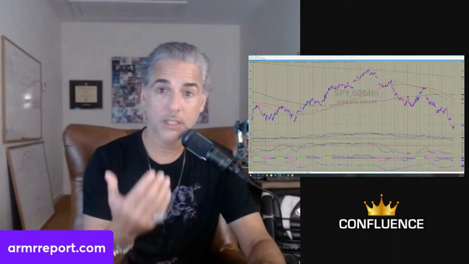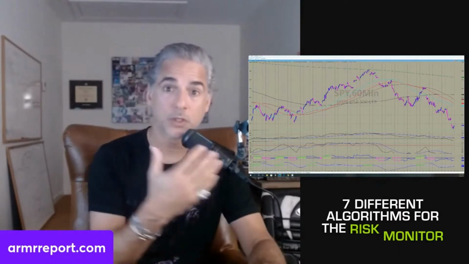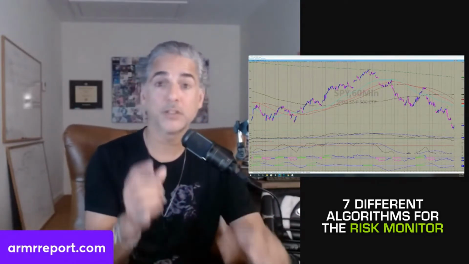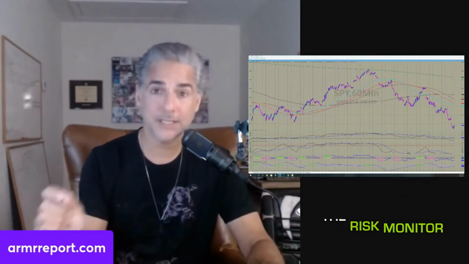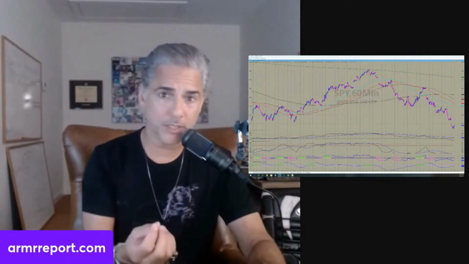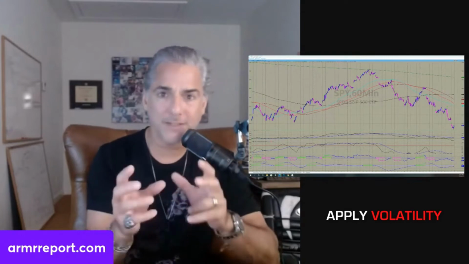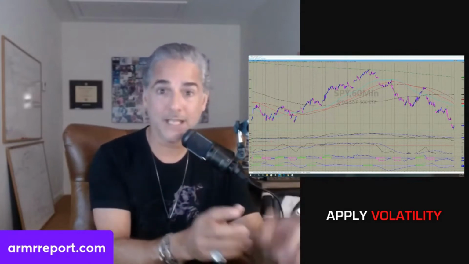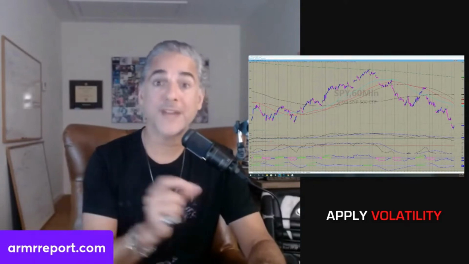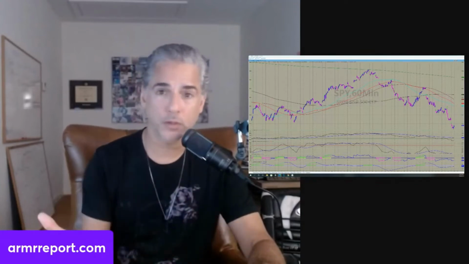Confluence is the most important thing on my desk. We use 7 different algorithms for the risk monitor. They're all calibrated to the volatility of each index. That's the next thing I'd like to share with you when it comes to even these 3 indicators. We take them and apply volatility of each asset to optimize the effectiveness of the indicator. And this is something I think most people overlook.